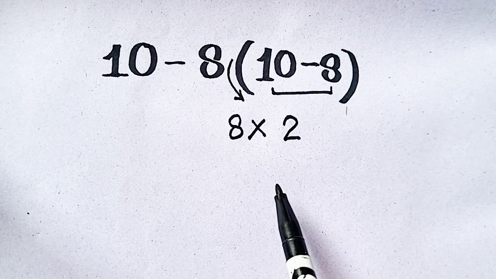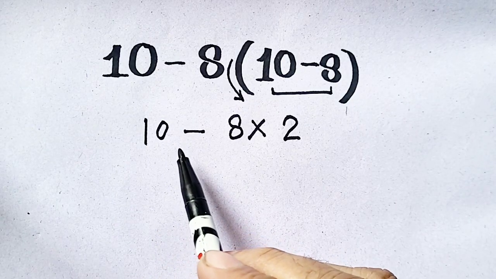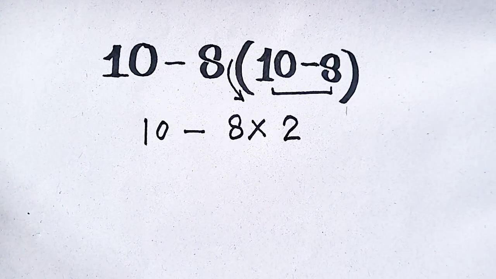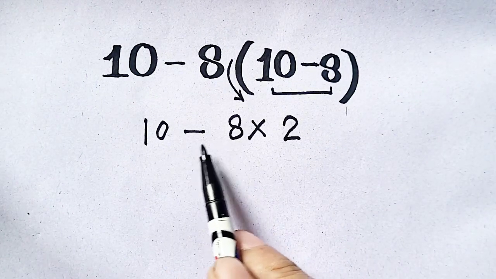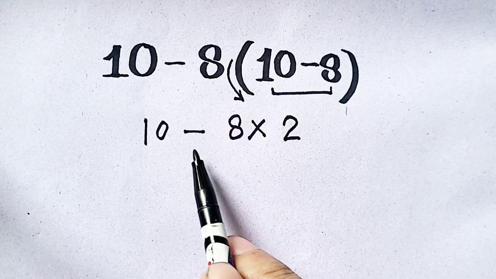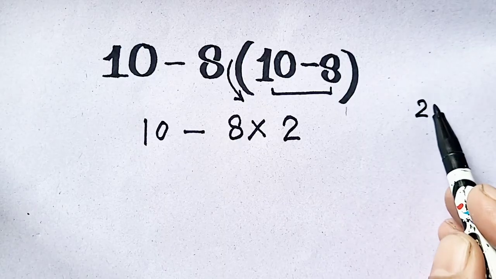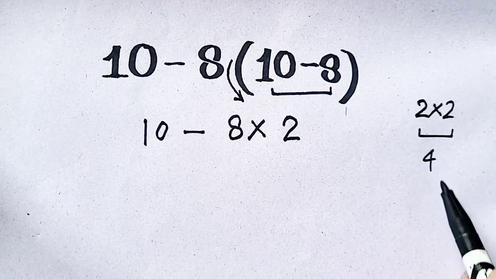And 10 as it is. So, don't do 10 minus 8 will be equal to 2, because it is the wrong order of operation. So 2 times 2 will be equal to 4.